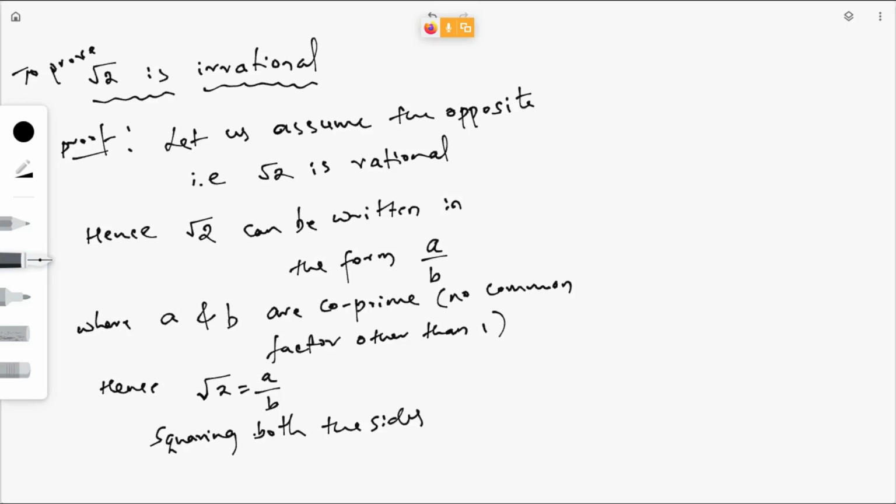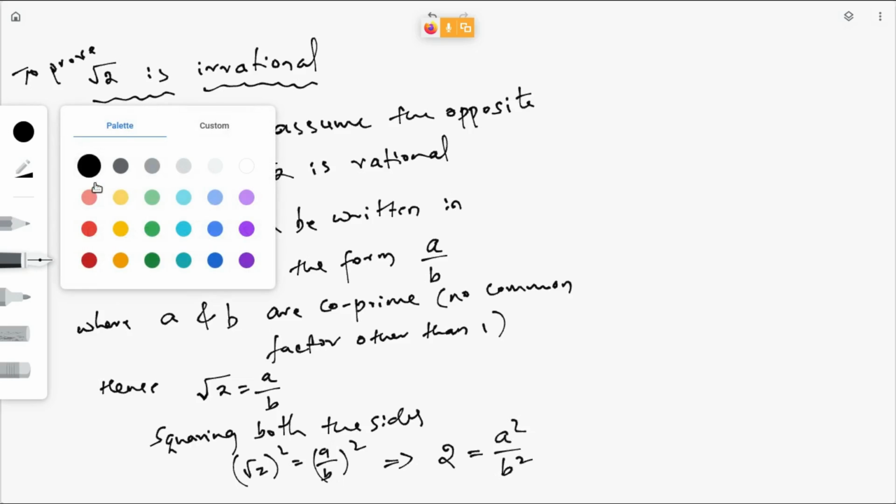So what we get if I square both the sides? Root 2 whole square is equal to a by b whole square. Yes or no? What is root 2 whole square? 2 is equal to a square by b square. Fine.